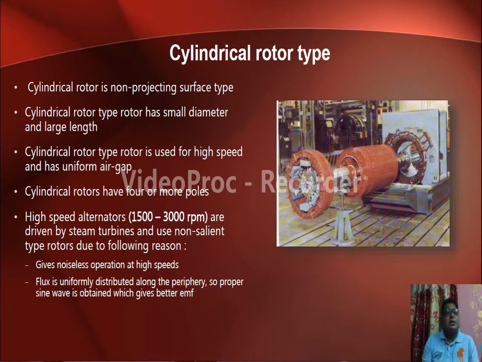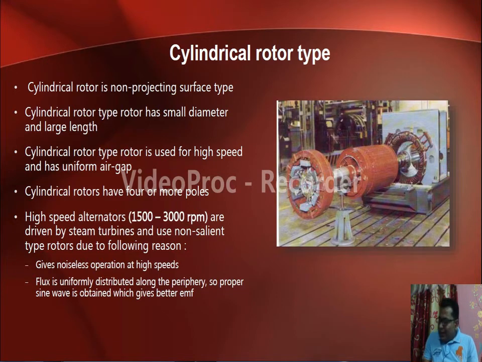So cylindrical rotor is non-projecting surface type. Cylindrical rotor type has small diameter and large length, correct? Cylindrical rotor type is used for high speed, as I have mentioned, and uniform air gap, as I have mentioned. Cylindrical rotors have 4 or more poles, correct?